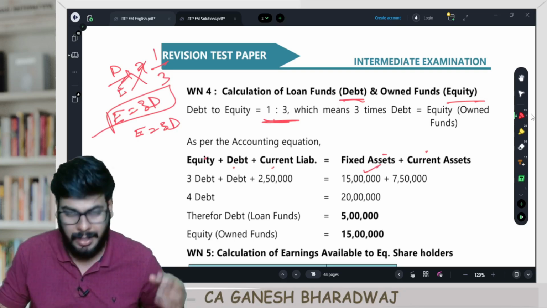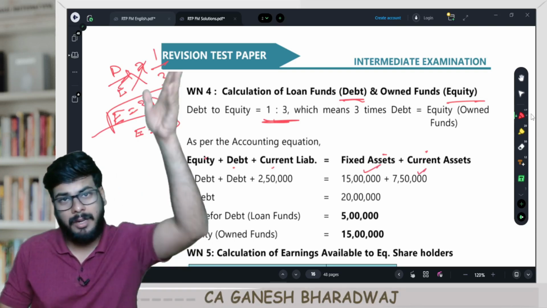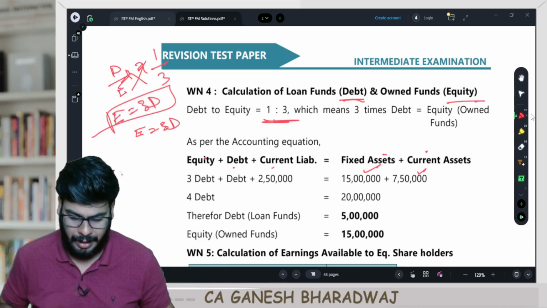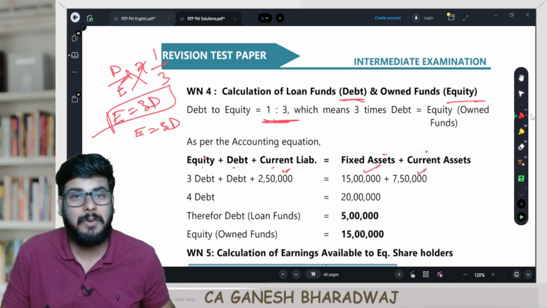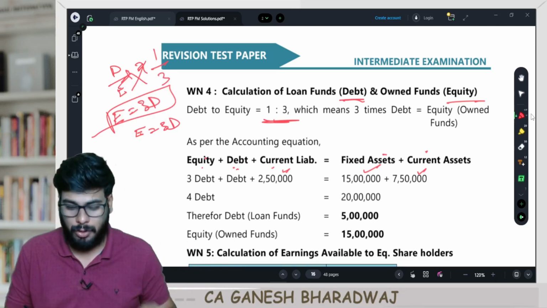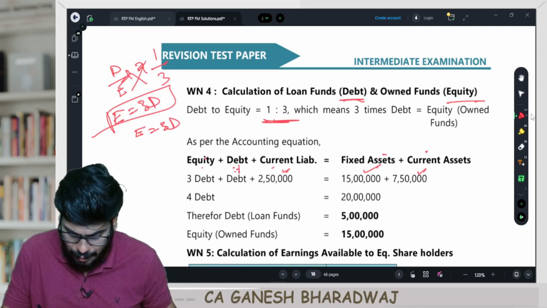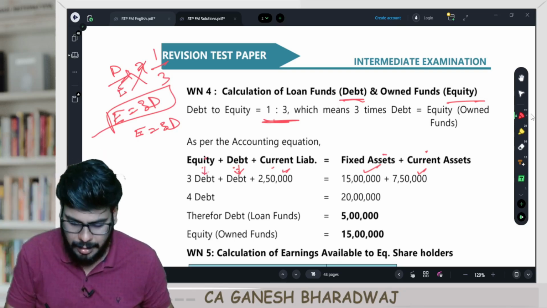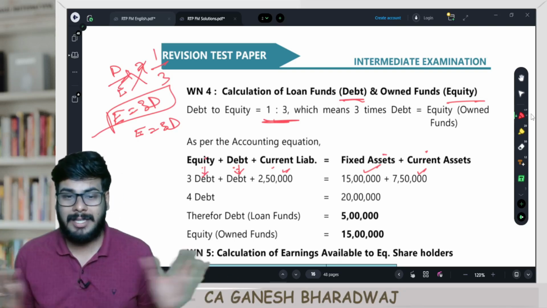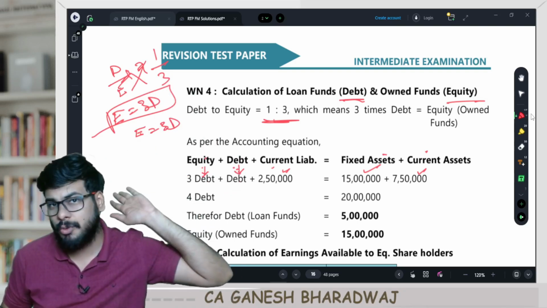Correct? Fixed asset figure is given in the question. Current asset figure we calculated in the first step. Right? Current liability figure, that also we calculated in the first step. Now, equity we don't know, debt we don't know. So what we can do is retain debt as it is, and equity can be written in terms of debt. Are you clear with this? So now in this equation there is only one variable, and you can easily find it out.